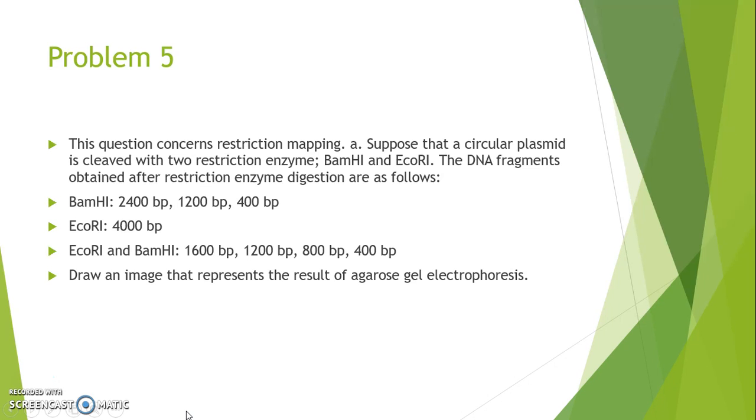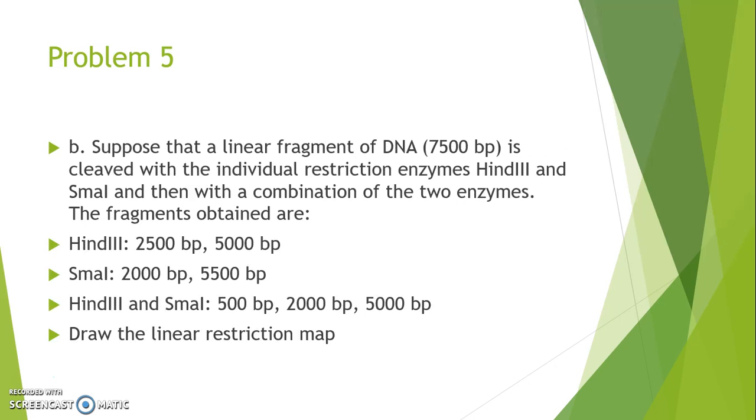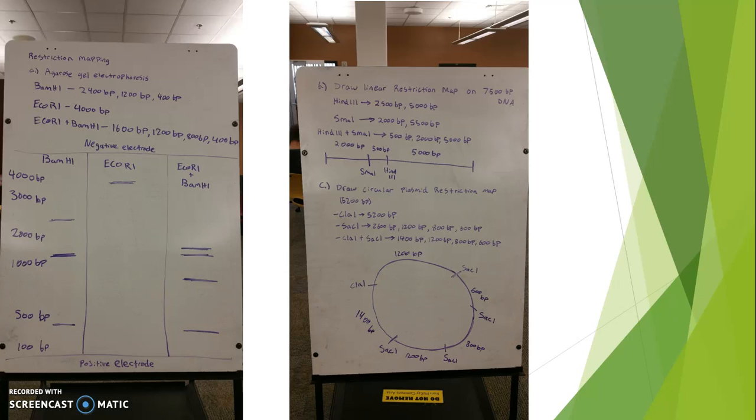Sorry for that pause. So we have to draw the image as it represents the gel electrophoresis, which is shown right here on the left, the restriction mapping. I drew a little key right here: 4,000, 3,000, 2,000, 1,000, 500, 100. So the BAM is going to cut at 2,400, 1,200, and 400. I tried to draw representative bands as shown right here for the BAM. And the ECO is just going to cut at 4,000, so it's going to show up right there.